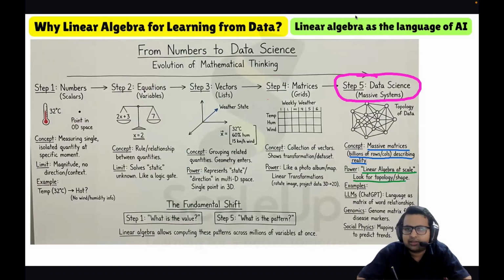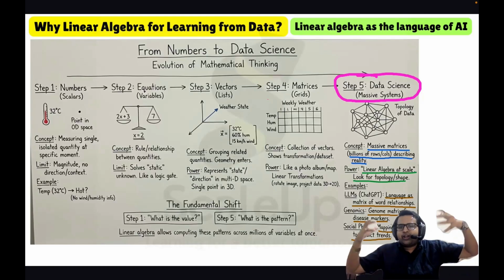If we talk about examples, we have an interesting example of LLMs, large language models, for example ChatGPT. Here, language is a matrix of word relationships. Large language models treat the entire human language as a matrix of word relationships. Similarly, genomics represents the human genome as a matrix to identify disease markers. And in social physics, we map every human connection on Earth to predict economic trends.